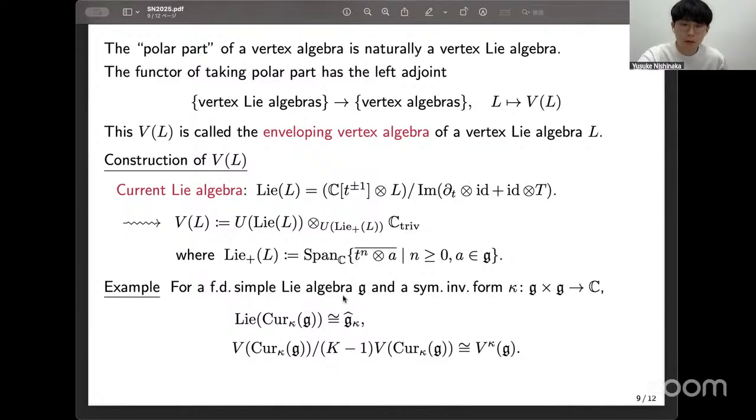For Cur_kappa g from the previous slide, the corresponding current Lie algebra is isomorphic to the affine Lie algebra, and the corresponding enveloping vertex algebra, where we identify the action of the central element K as the identity, is exactly the affine vertex algebra.